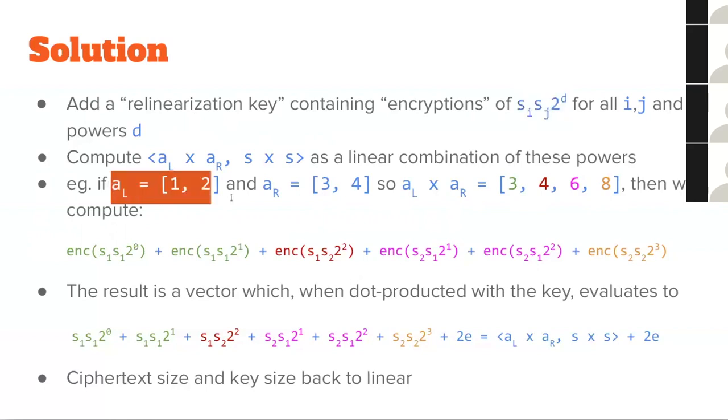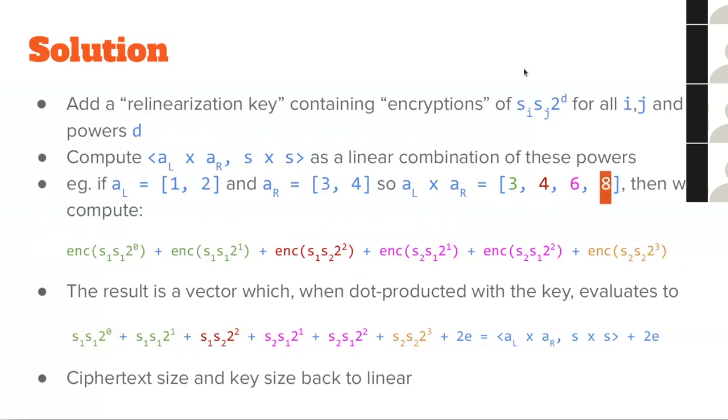So for example, if you have AL as 1, 2, and AR as 3, 4, then AL exterior AR is going to be 3, 4, 6, 8, right? So this is 1 times 3, 4 is 1 times 4, 6 is 2 times 3, 8 is 2 times 4. Then to evaluate the dot product of AL exterior AR with S exterior S, basically you're going to have 3 multiplied by S1, S1, 4 multiplied by S1, S2, 6 multiplied by S2, S1, and then 8 multiplied by S2, S2.